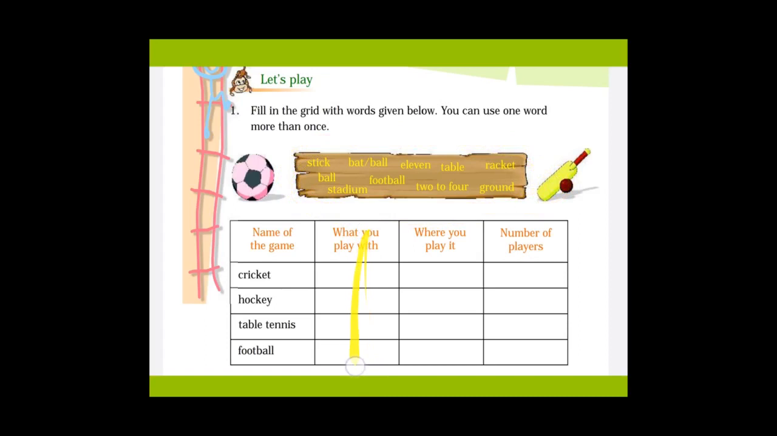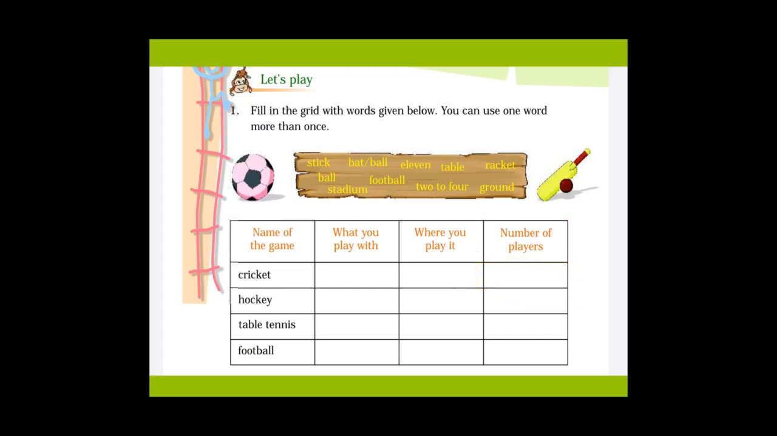First column is what you play with. That means this game, what are the things that you need to play this game. In this box you will write what are the things that you need to play cricket. Then where you play it, the place where you play this game. In this box you will write that. So in this box you will write where you play cricket. Then number of players. How many players are there in this game?